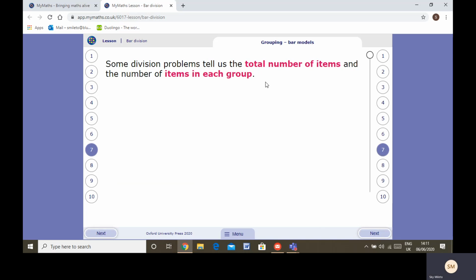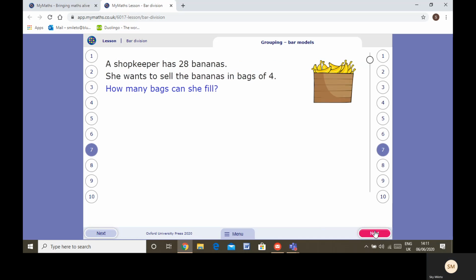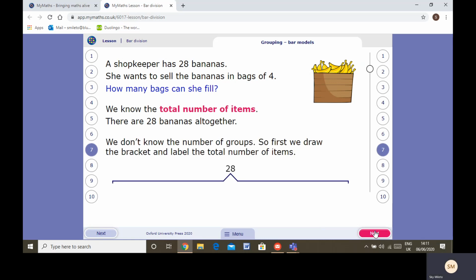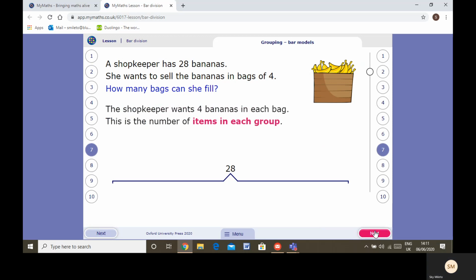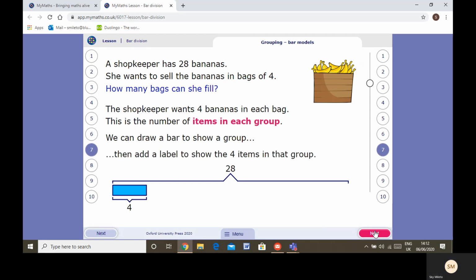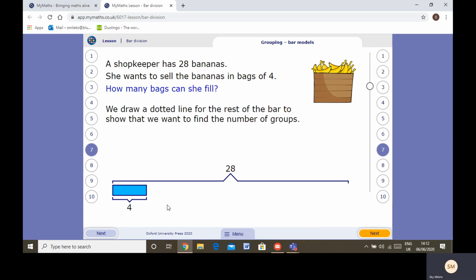Some division problems tell us the total number of items and the number of items in each group. So, a shopkeeper has 28 bananas. She wants to sell the bananas in bags of 4. So she wants 4 items in each bag. So we've got to work out how many bags that makes. We know the total number of items is 28, but we don't know the number of groups. So we know that there are 4 items in each group, so we can show one little bar for 4. And then we need to think how many would make the whole bar.